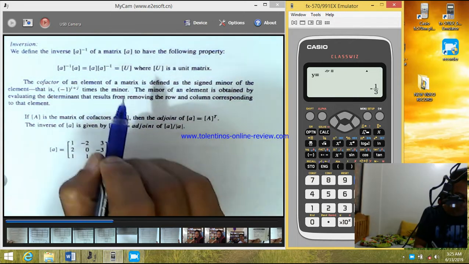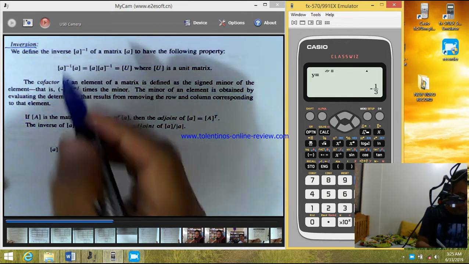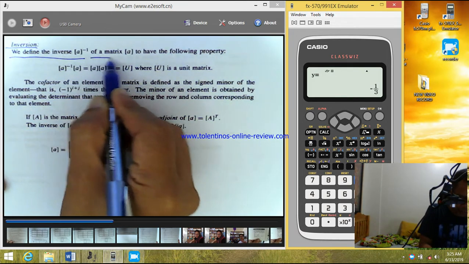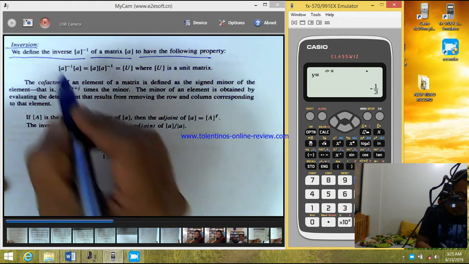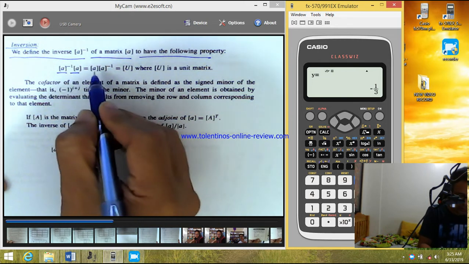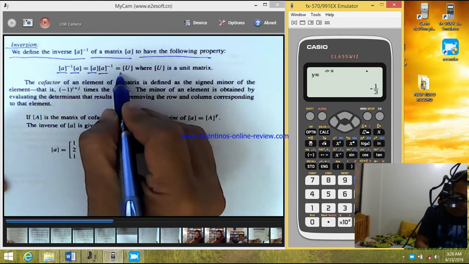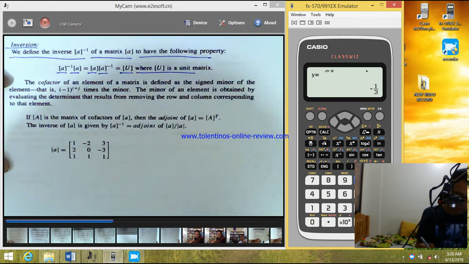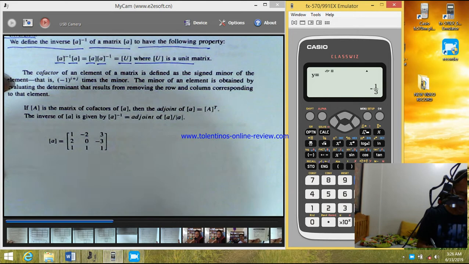Alright, let's go to inversion naman. So, matrix inverse. Now, we define the inverse matrix of a matrix A. We have the following property. Ang property niya is, yung A inverse, pag multiply mo ng A, or yung A, pag multiply mo ng A inverse, you will get an identity or unit matrix. Okay? Let's verify that sa isang example.